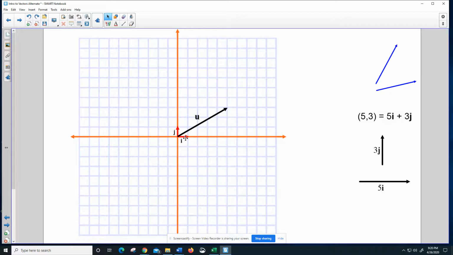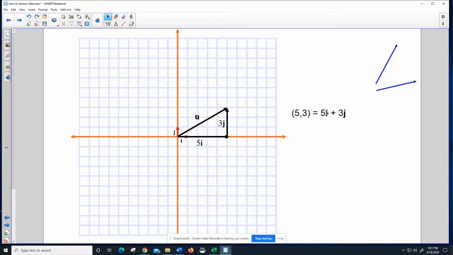If I want to use these unit vectors to define that, I just have to take this unit vector i and multiply it by 5. That's going to give me the x component of the vector. And then if I want the y component to be 3, I just take this vector j and multiply it by 3. And so I can write the vector u as 5i plus 3j. And we see it here if I draw them tip to tail.